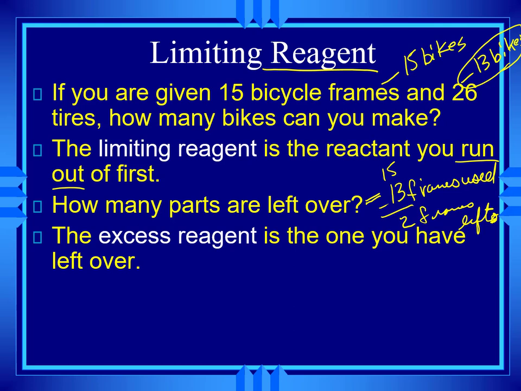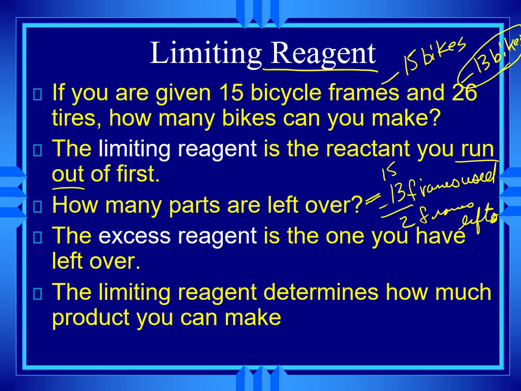So the whole idea here is the limiting reagent determines how much product you make. Excess reagent doesn't change how much I make. If I gave you more frames, you couldn't make any more bikes. In order to make more bikes, you need more tires.